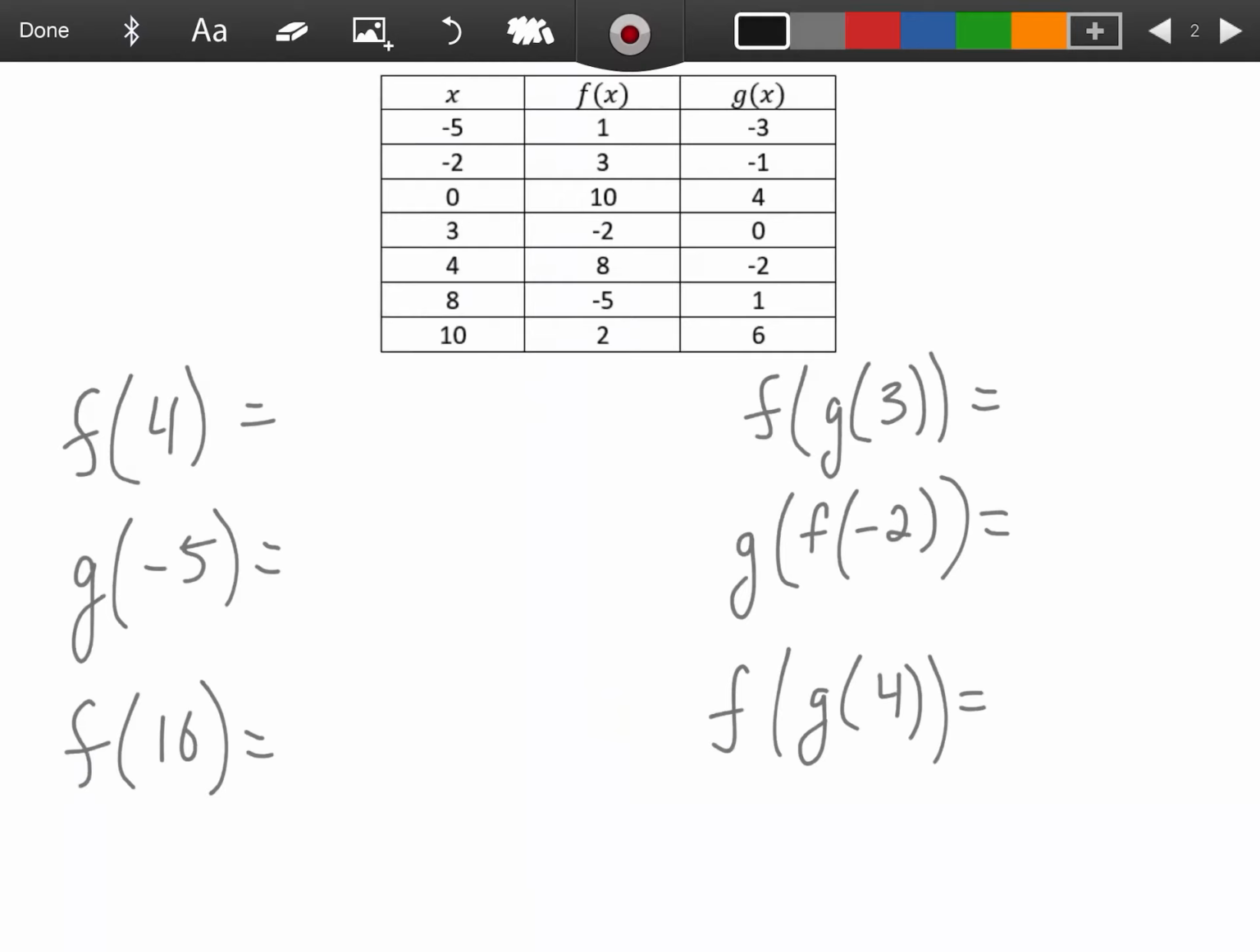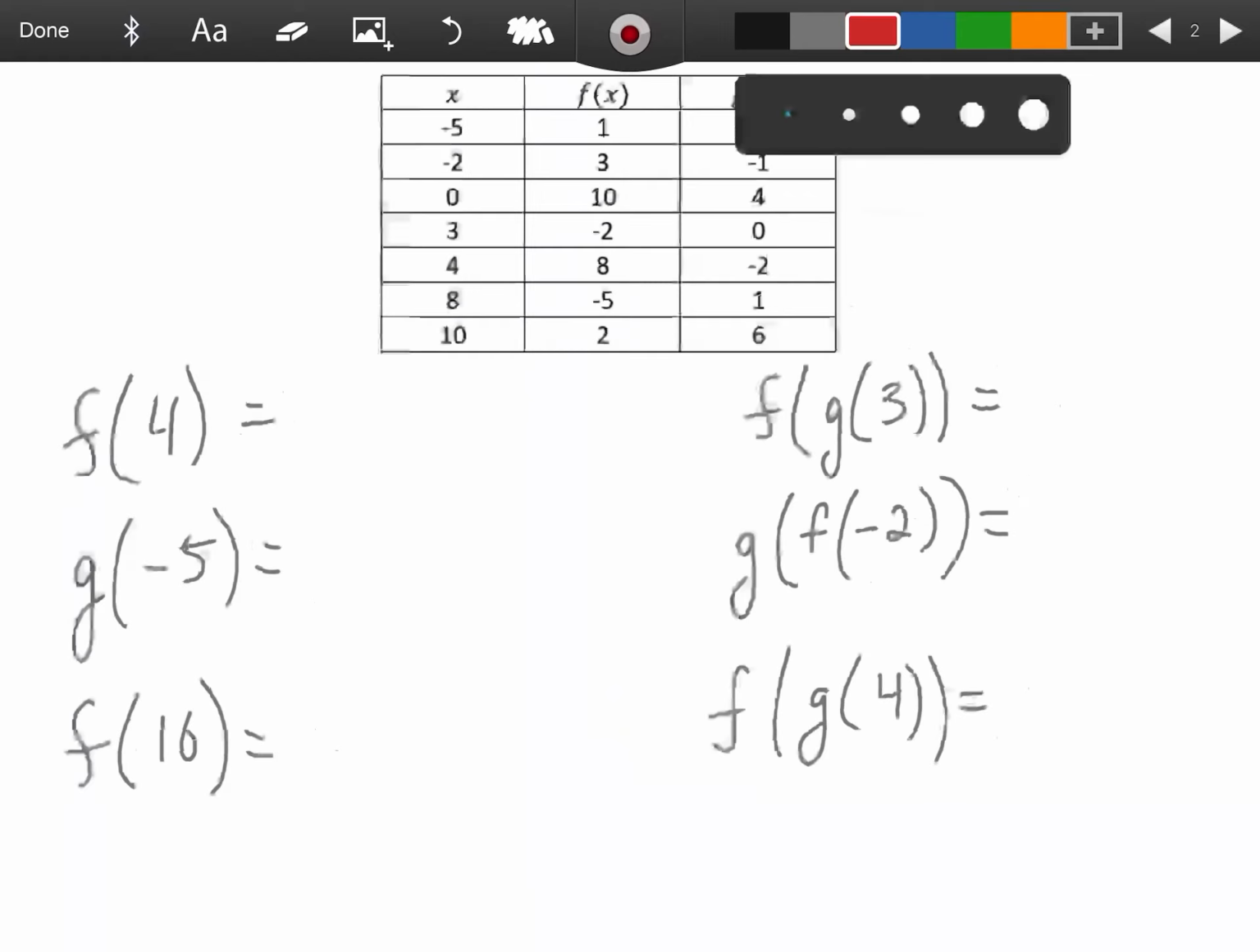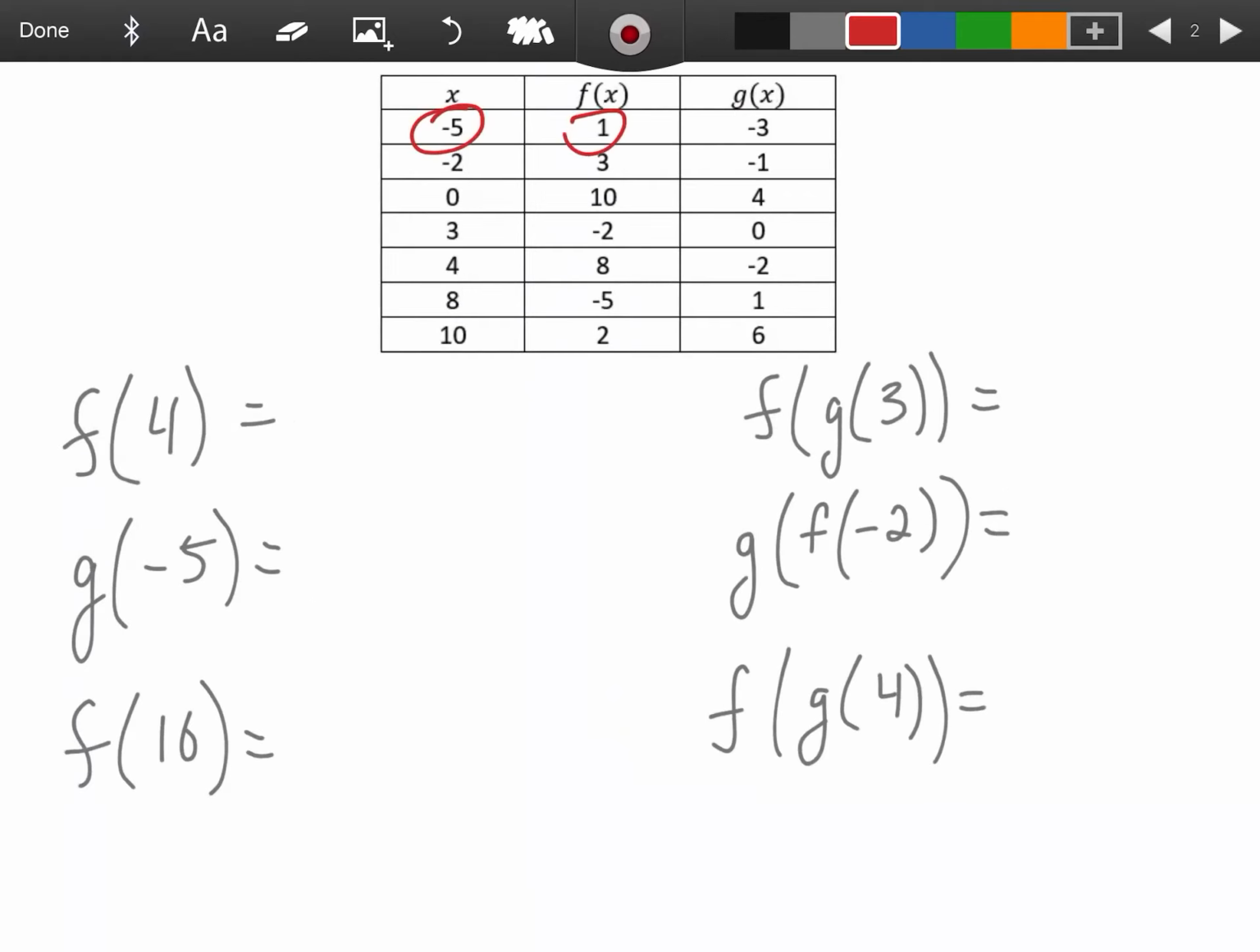We have a column of x, we have a column of f of x, we have a column of g of x. So really what this is telling us is when x is equal to -5, f of x equals 1. So f of -5 equals 1. When x is equal to -5, g of x equals -3. So g of -5 equals -3. So let's just try to follow along here. Let's do a couple of these functions.